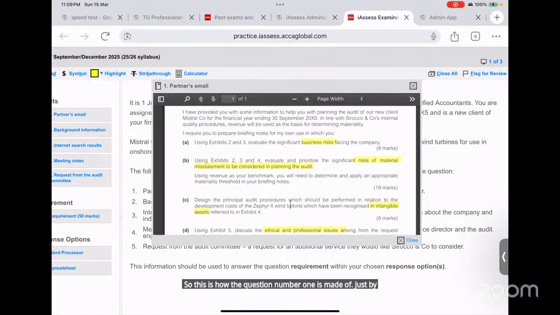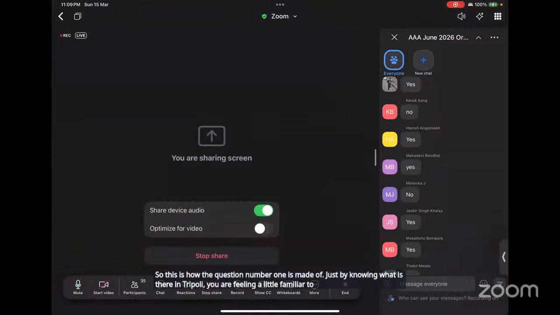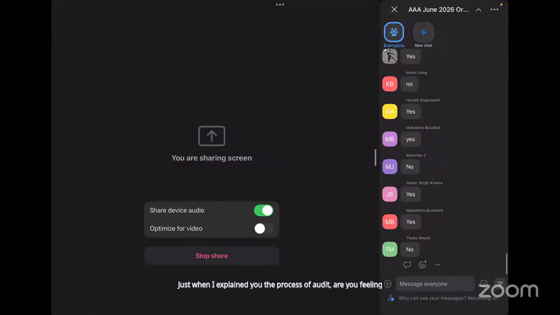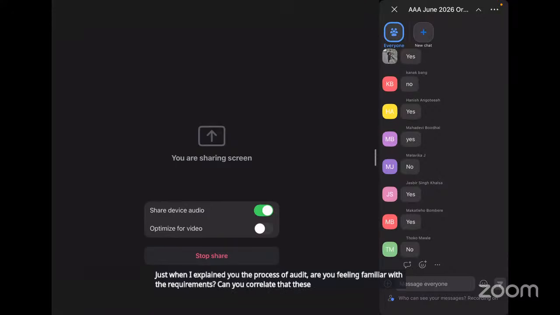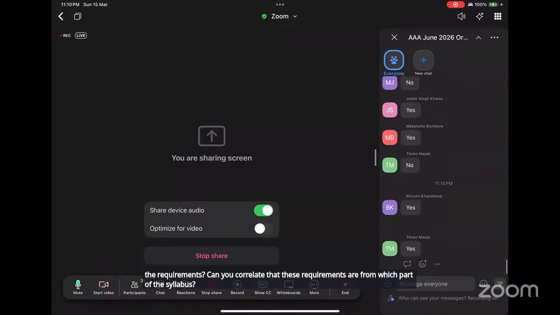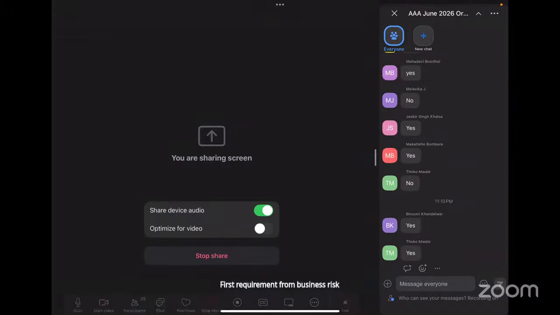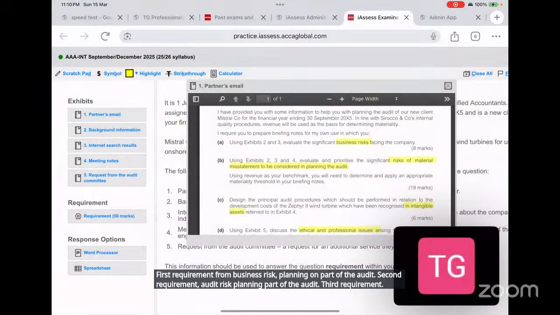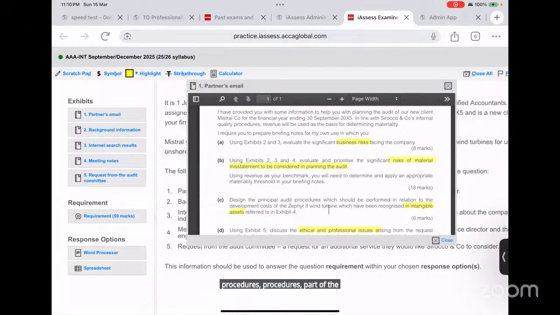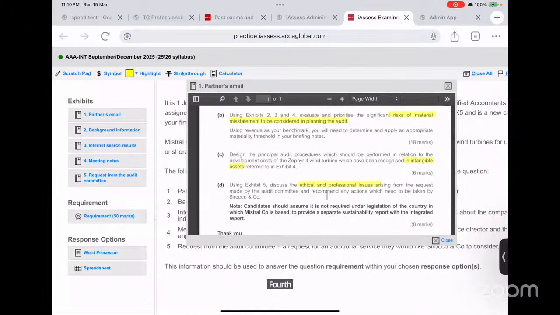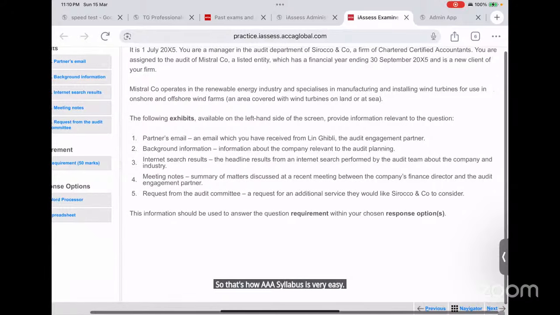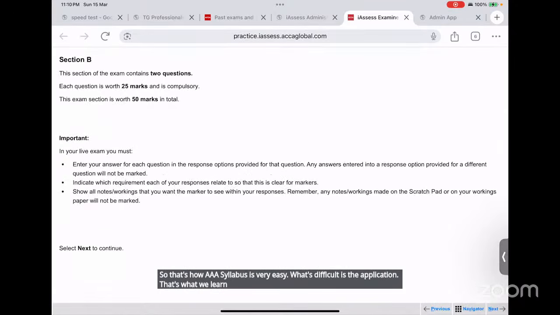Just by knowing what is there in AAA, you are feeling a little familiar with the requirements already. Just when I explained to you the process of audit, are you feeling familiar with the requirements? Can you correlate which part of the syllabus these requirements are from? First requirement from business risk, planning part of the audit. Second requirement, audit risk, planning part of the audit. Third requirement, procedures part of audit, which I discussed with you. Fourth requirement, ethics, right? So you are becoming a little familiar. That's how the AAA syllabus is very easy. What's difficult is the application. That's what we learn throughout our course.